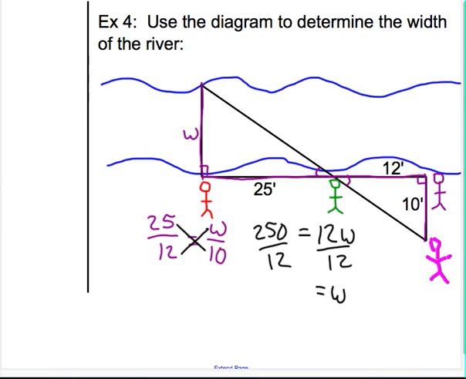12 goes into 25 if we set up our long division. 12 goes into 25 twice. 2 times 12 is 24. And 12 doesn't go into 10, so that's 0. So we bring down another 0. 12 goes into 100 approximately 9 times. So when I round this, I will get W is about 21 feet. And I'm going to go ahead and make those wavy equal signs to show that I rounded.